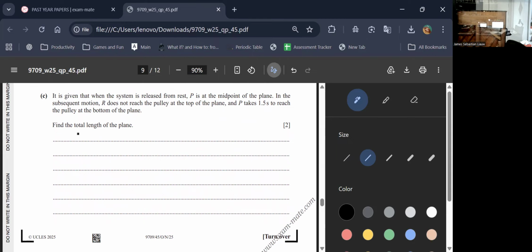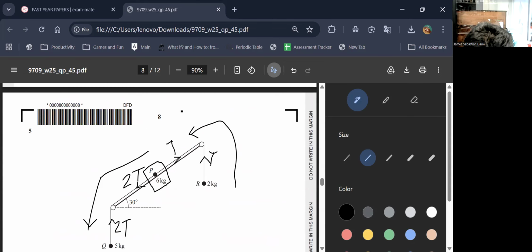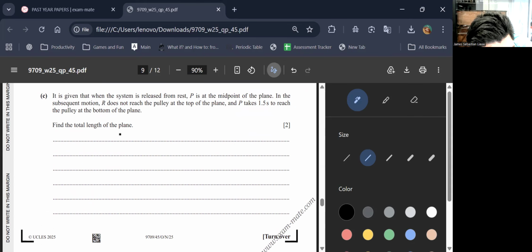For part C, we use the idea of SUVAT, because you want to find the time needed for P to get to this point.